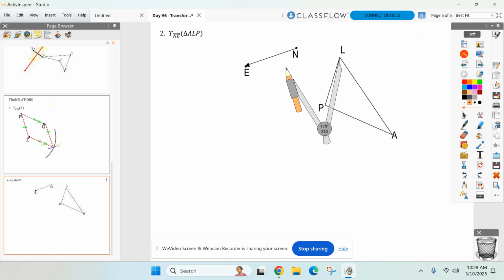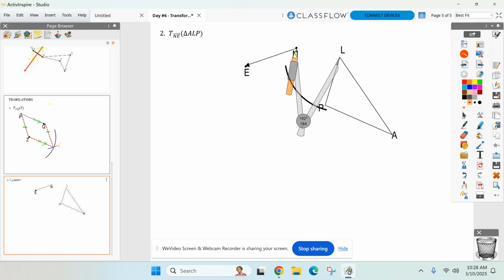And make an arc. We are guaranteed that L prime will be somewhere on that arc. All right, L prime somewhere on that arc. Next step, measure L to N, the start of the vector to the point you are translating.